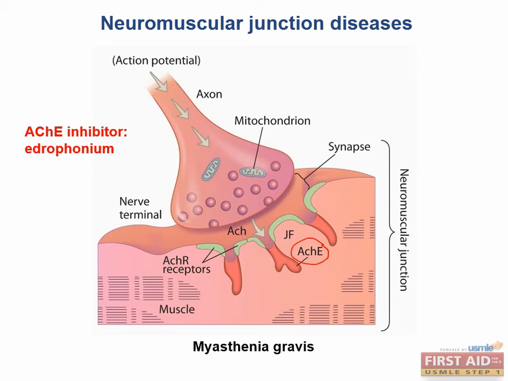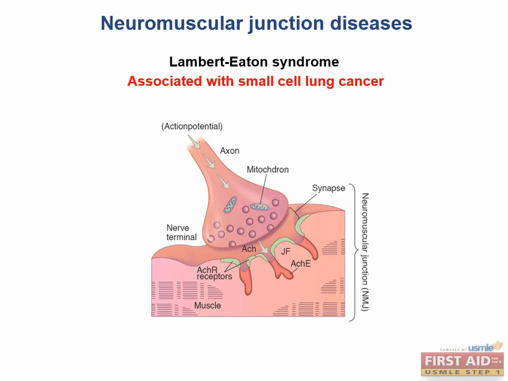One boards-relevant fact is that both these syndromes have a paraneoplastic relationship with particular tumors. Myasthenia gravis tends to occur in patients with underlying thymomas. In contrast, patients with small cell lung cancer are more likely to develop Lambert-Eaton syndrome. So now let's talk about Lambert-Eaton syndrome.